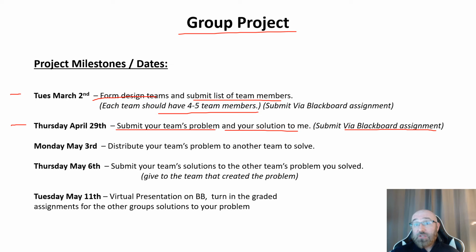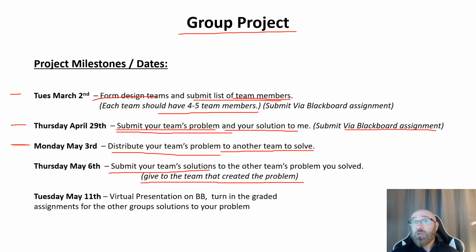And this Blackboard assignment is going to allow you to submit this as a group. So only one member of each of the teams will need to actually submit this assignment to me. As long as one of them has turned it in, they're all linked together through these teams that we've created on Blackboard. Then from there, the next milestone we have here is on Monday, May 3rd. This is when we're going to distribute your team's problem to another team to solve. So you're just going to be solving one other team's problem. Once you've completed your solution, you're going to submit your solution to the other team's problem back to them, and they're going to grade that for you. So you give the team that created the problem your solution to their problem that you solved out, and this is going to be on Thursday, May 6th.